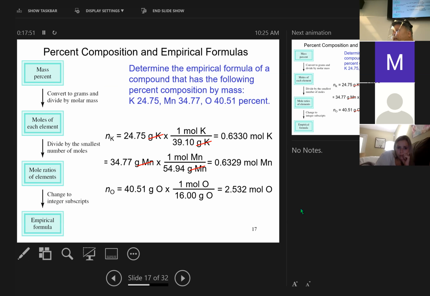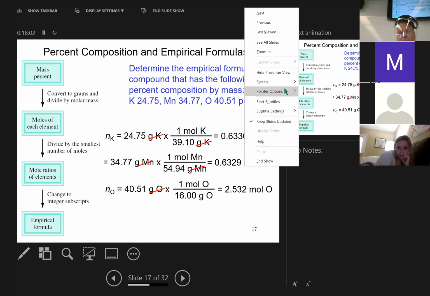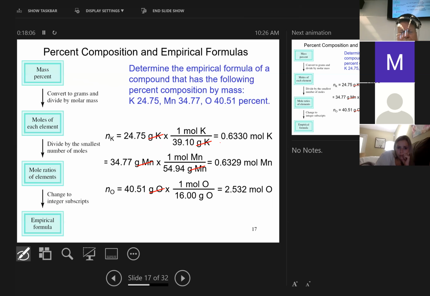They're almost the same, so you can divide them by each other. You take the lowest one and divide it into each. So basically, you go through and divide each of these by 0.6329, because you want to get the mole ratio. And this is by 0.6329. Yes, that's correct. So essentially you'll get a 1 here, a 1 here, and this will be a 4. So you know that it is essentially KMnO4.